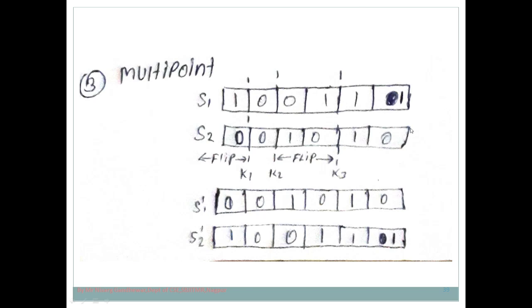See, actually here it is flip, no flip, flip, no flip. Here 1 1 should be there, but by mistake I have written 1 0. I apologize for that. So here 1 1 and here 1 0 should be there. Okay, so this is what a multi-point crossover is.